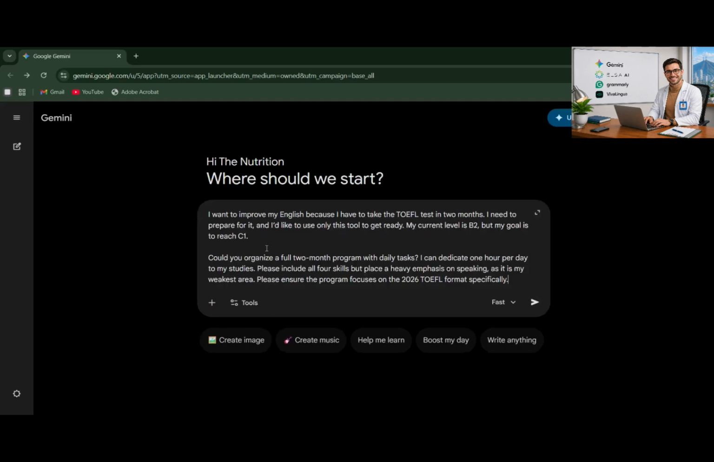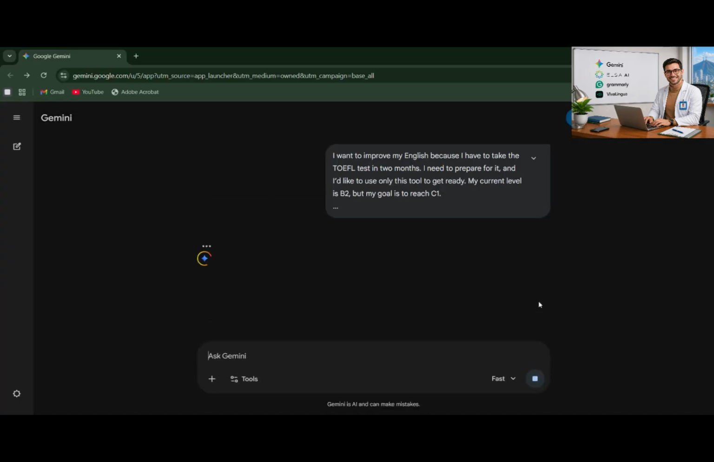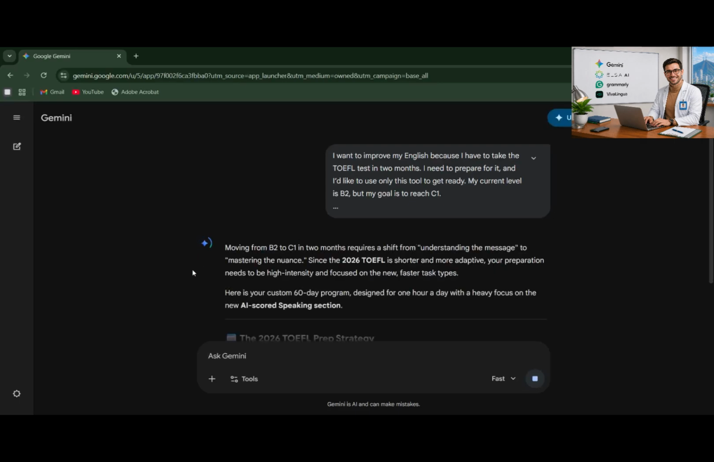The prompt says, I want to improve my English because I have to take the TOEFL test in 2 months. I need to prepare for it, and I'd like to use only this tool to get ready. My current level is B2, but my goal is to reach C1. Could you organize a full 2-month program with daily tasks? I can dedicate 1 hour per day to my studies. Please include all 4 skills, but place a heavy emphasis on speaking as it is my weakest area. Please ensure the program focuses on the 2026 TOEFL format specifically.